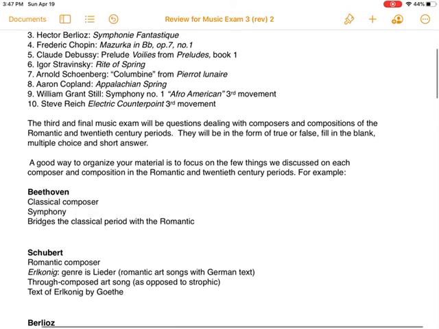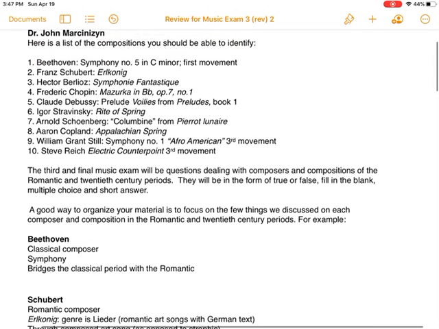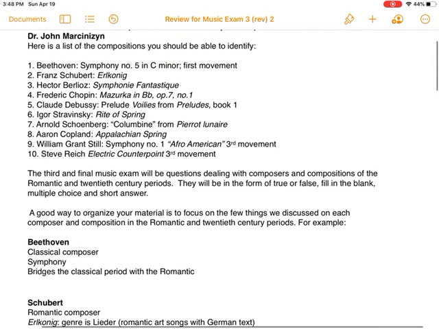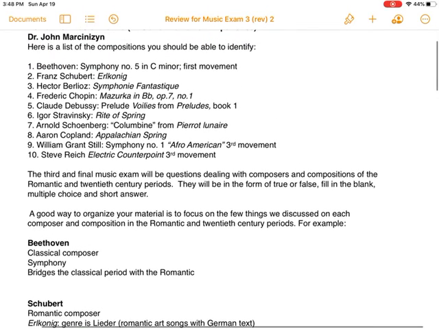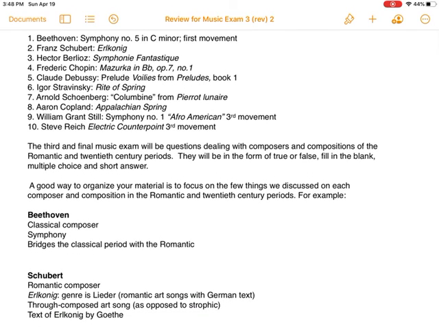What is the third exam? The third and final music exam will be questions dealing with composers and compositions of the Romantic and 20th century periods. There they are, right there. 10 pieces listed up front. They will be in the form of, just like the first two exams, true or false, fill in the blank, multiple choice, and short answer.